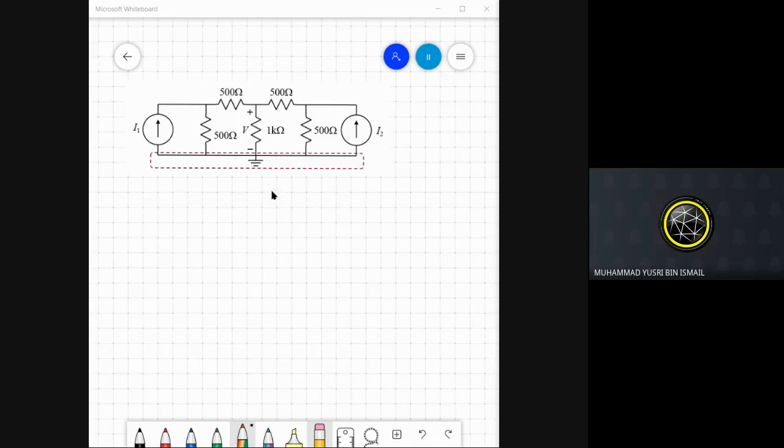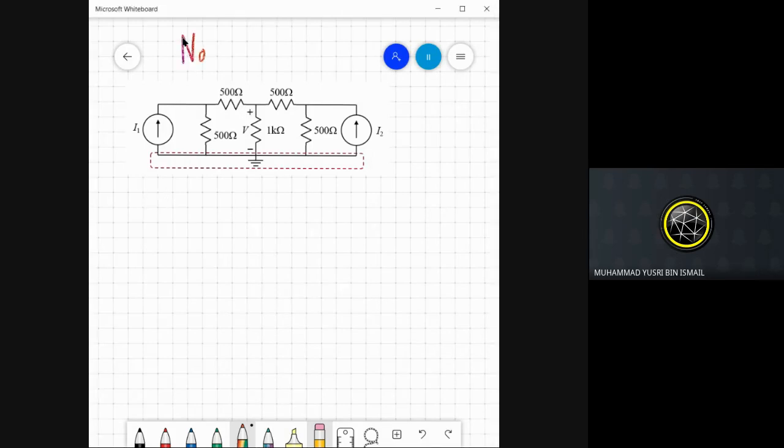Today we are going to continue our lecture on circuit analysis. Today all of you will learn how to use nodal analysis in order to determine the voltage value.